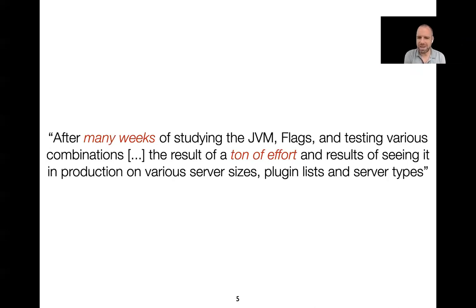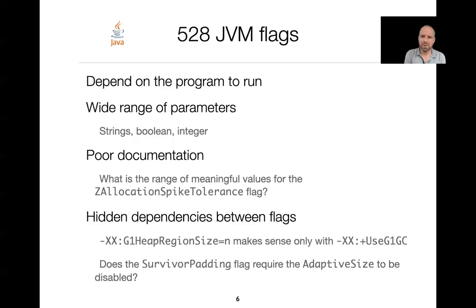As you can see, this is a bit cryptic. After many weeks of studying the Java virtual machines, studying the flags, and testing various configurations, the authors say that it really requires tons of effort to make sure that they have a configuration that is adequate. So this illustrates the difficulties of configuring adequately the Java virtual machines. In the latest version of the Java virtual machines, there are 528 flags and options to configure the Java virtual machines.